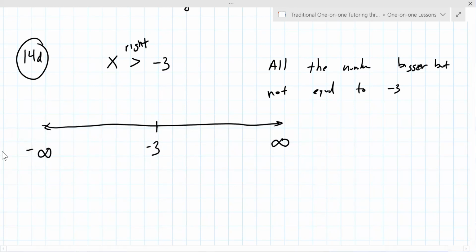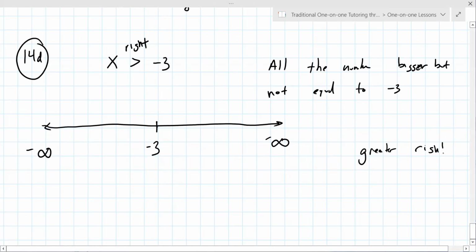So if the number line went forever, it goes to negative infinity on the left. And if it goes forever on the right, it's positive infinity on the right. You just think of it going out as far as it can go, forever and ever. -3 is right in the middle. This is saying all the numbers greater than -3. So greater than always means to the right. So from -3 to infinity was the first option.